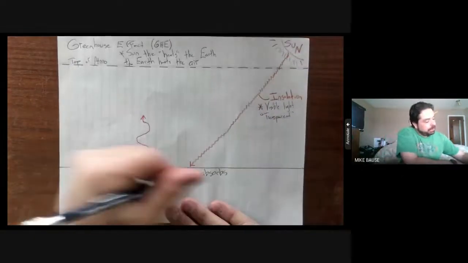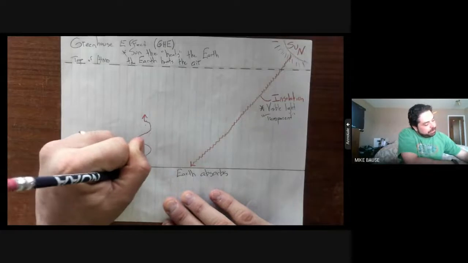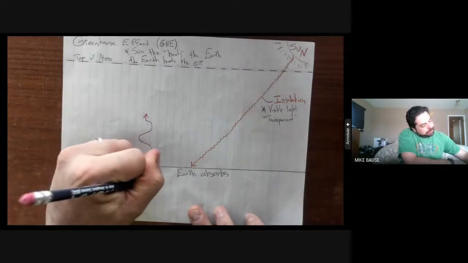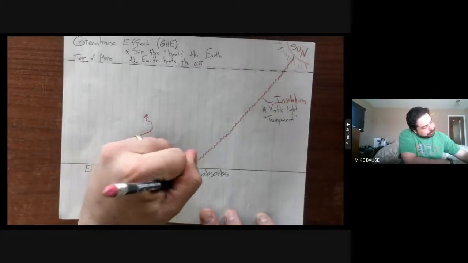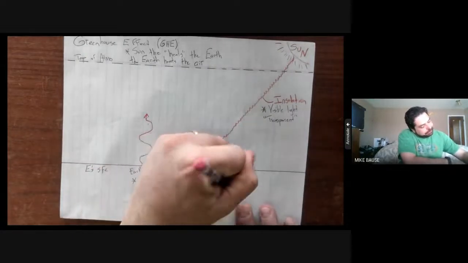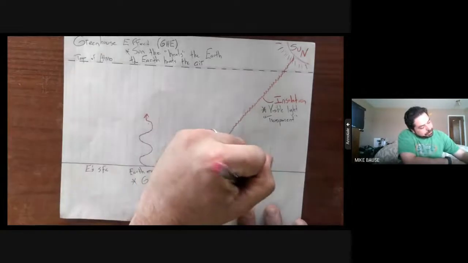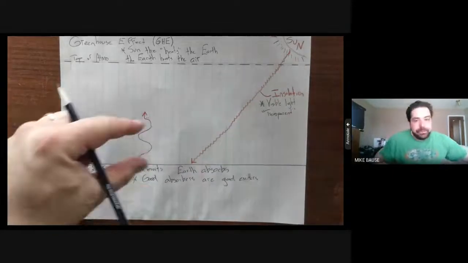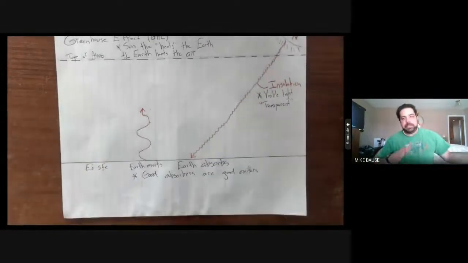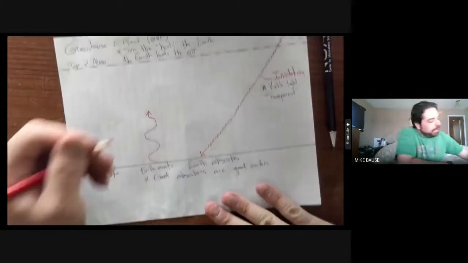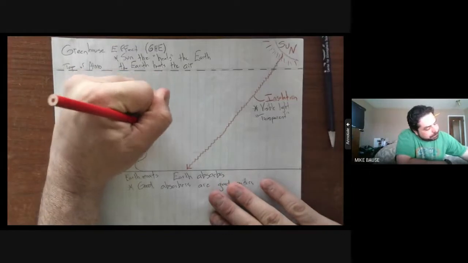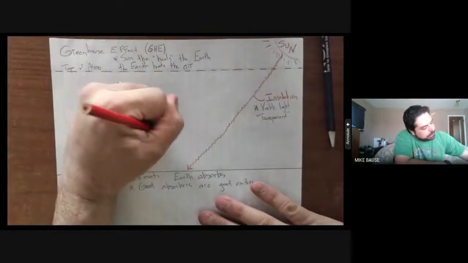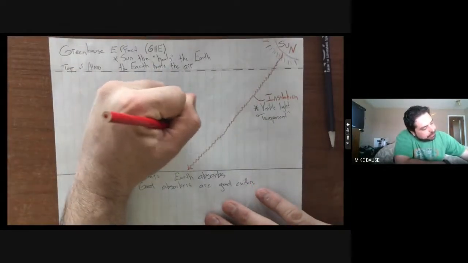Okay, so Earth absorbs, and then I'm going to say Earth emits, right? Good absorbers are good emitters. Some basic physics here, folks. All right, good absorbers, good emitters. So I drew Earth's light in red because Earth's light, what we call terrestrial radiation, isn't red, but we often think of it as red because it's heat. It's infrared.